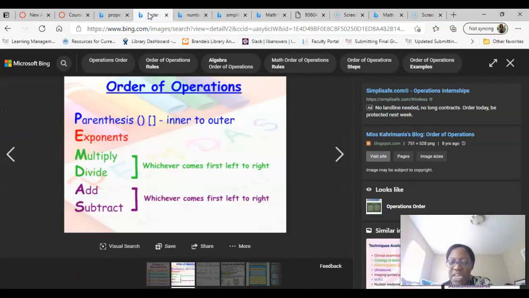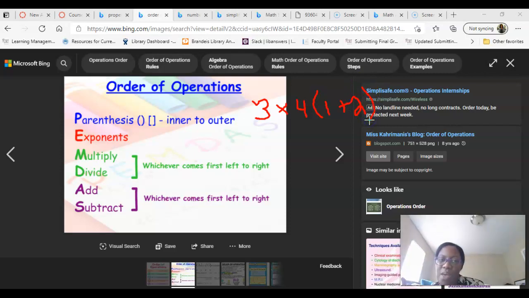Now we have the order of operations. We have parentheses, exponents, multiplication, division, addition, and subtraction. Multiplication and division is whichever comes first, left to right, and the same is true for add and subtract. So I think that I should do a problem for you, so that way you will be able to see how it looks. All right, if we have 3 times 4, in parentheses, 1 plus 2.